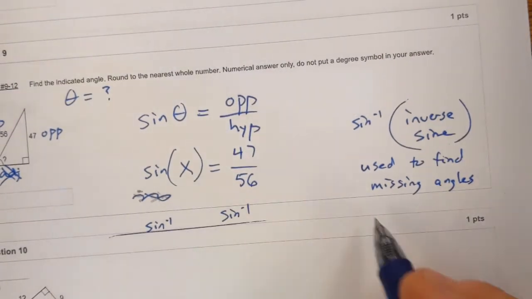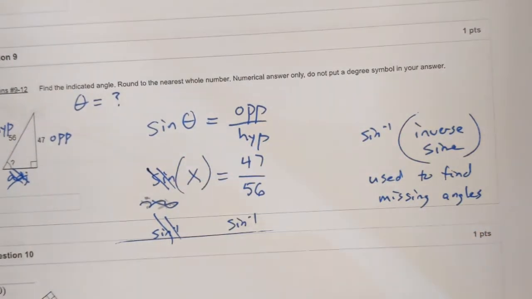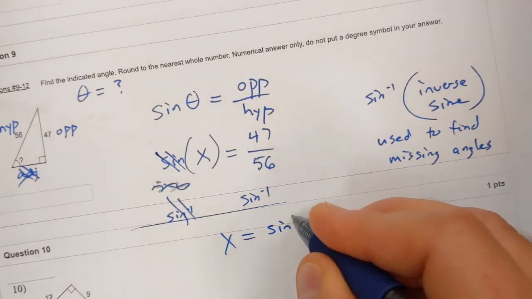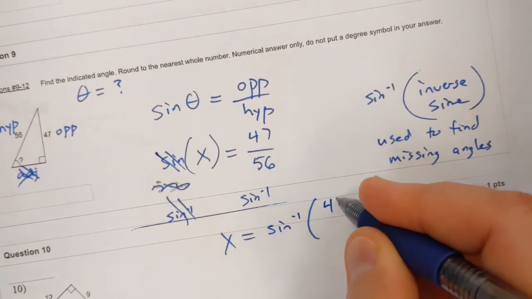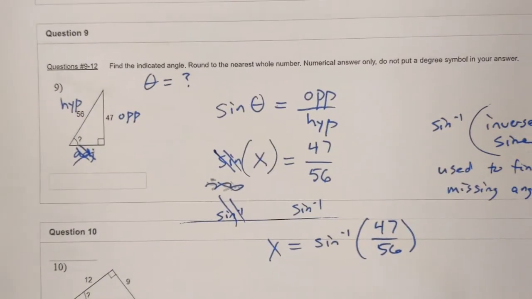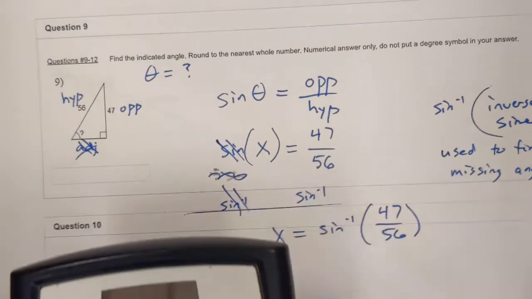So it actually works like this. When we take the inverse sine of both sides of this equation, the inverse sine cancels out the sine and leaves you with an x. And now on this side, what we have to do is find the inverse sine of this fraction, 47 divided by 56. Now, any scientific calculator will have this. I know even Google Calculator on your laptops will have this.